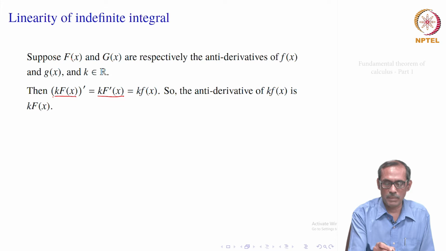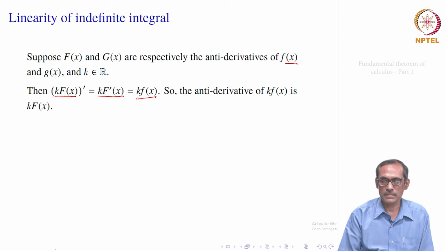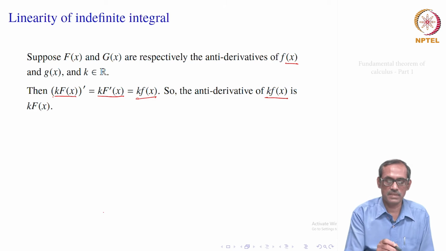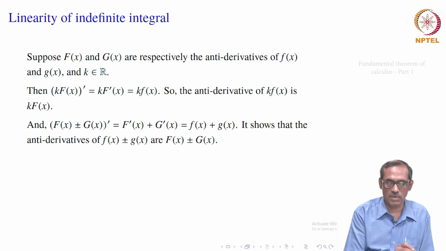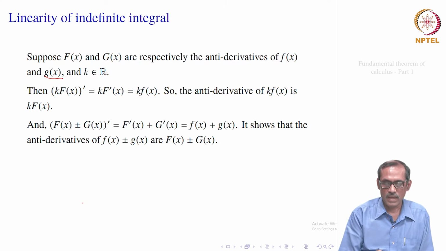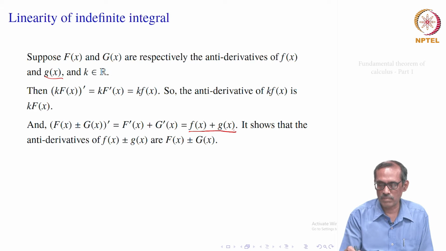And if capital F x is an antiderivative of f of x, we would get k of f x. So, that means if the antiderivative of small f is equal to capital F, then the antiderivative of k times small f is k times capital F. So, that is behaving this way with respect to multiplying a constant. If you add or subtract two functions f x and g x, say capital G x is an antiderivative of small g x. In that case, their derivative is equal to f prime x plus g prime x, which is small f plus small g.